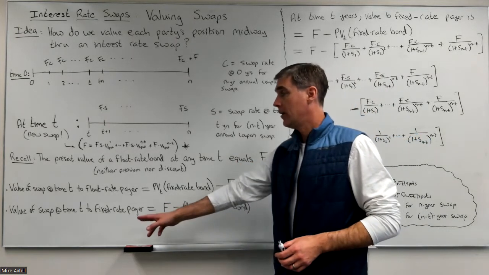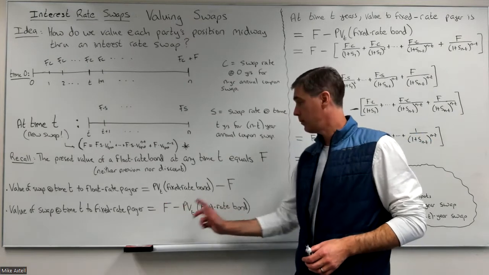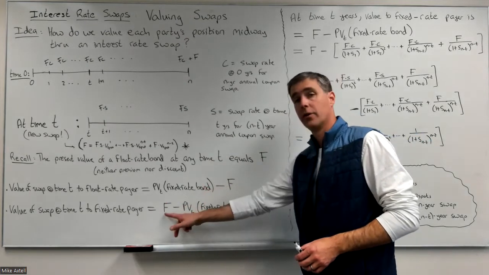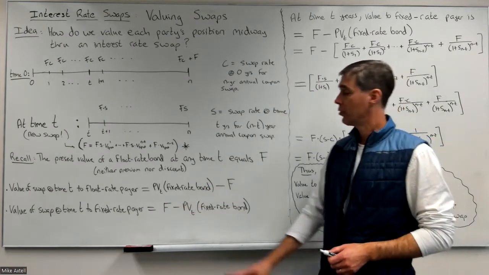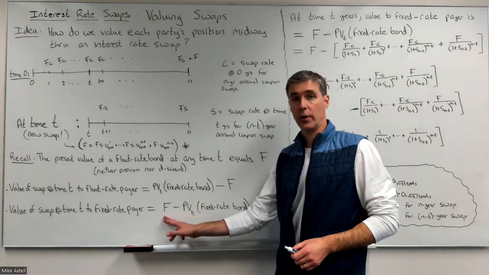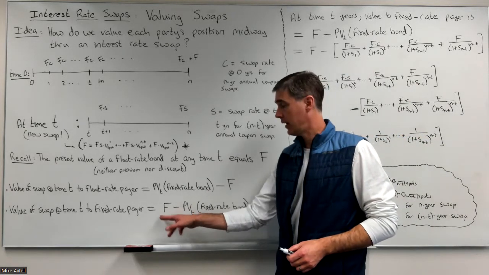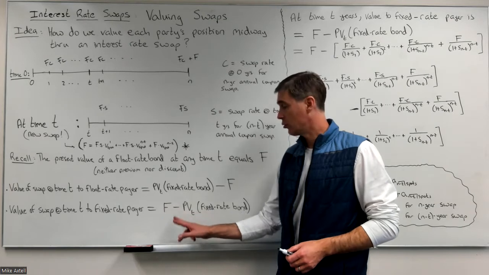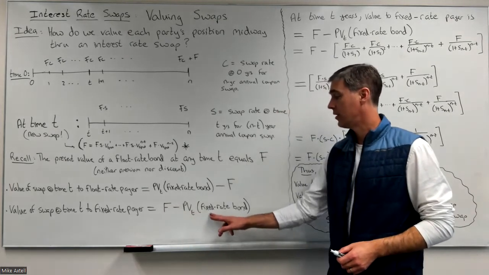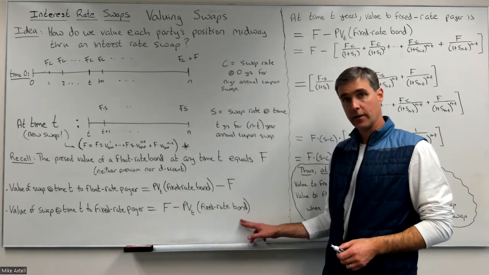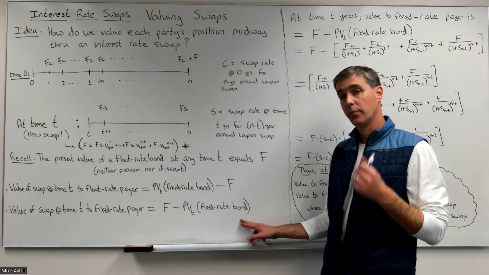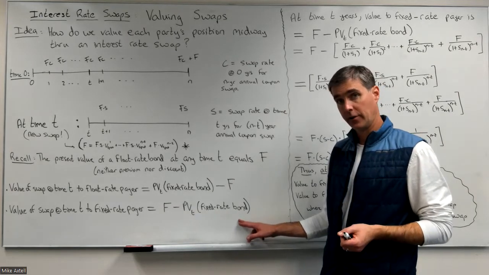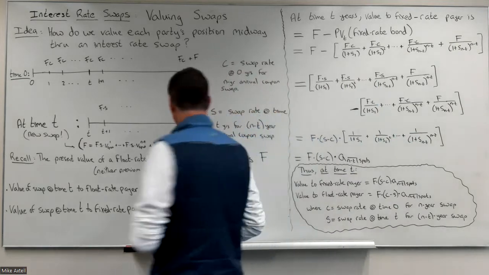Now, the value of the swap at time T to the fixed rate payer is exactly the flip. So it's just the opposite. They're going to receive the float rate payments, present value, which is always just F, and they're going to pay the present value of their remaining fixed rate payments. So that's the remaining coupons and the redemption value.